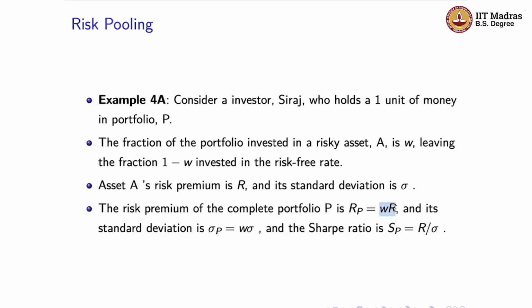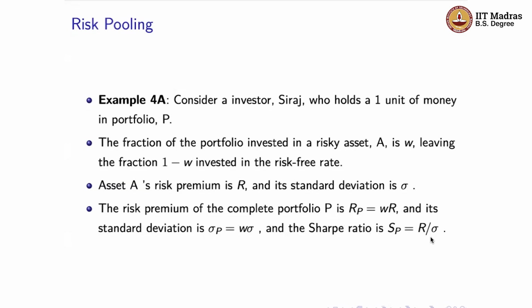W times R, where W is the weight on the risky asset and R is the risk premium on this risky asset. The standard deviation of this portfolio is going to be W times sigma, where again, sigma is the standard deviation of the risky asset, right? So once we have the risk premium and the standard deviation, we can calculate the Sharpe ratio, and we can see that that's equal to here R by sigma. So this was the initial situation.